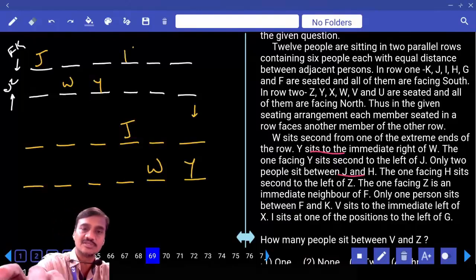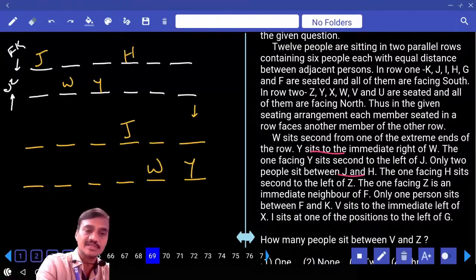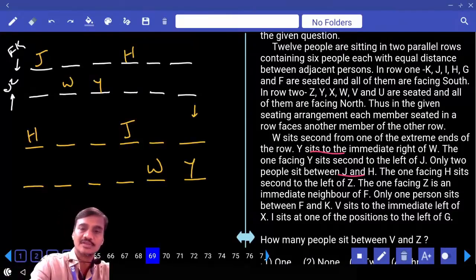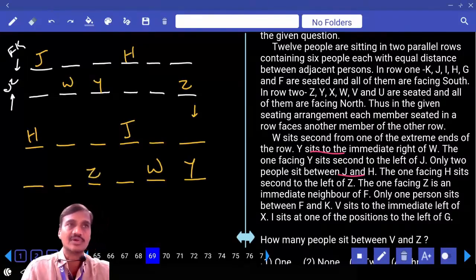In between J and H there must be exactly 2. And here again, in between J and H there must be exactly 2. The one who is facing H sits second to the left of Z. Here again, the one facing H is seated second to the left of Z.